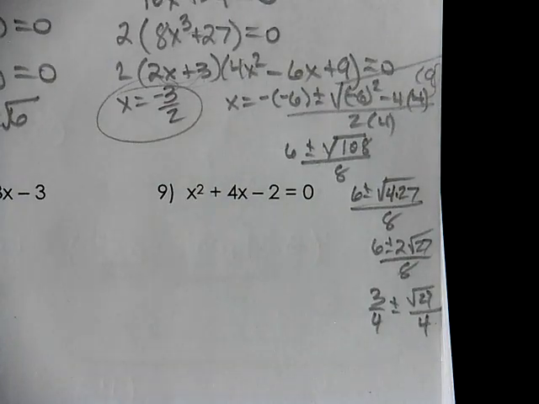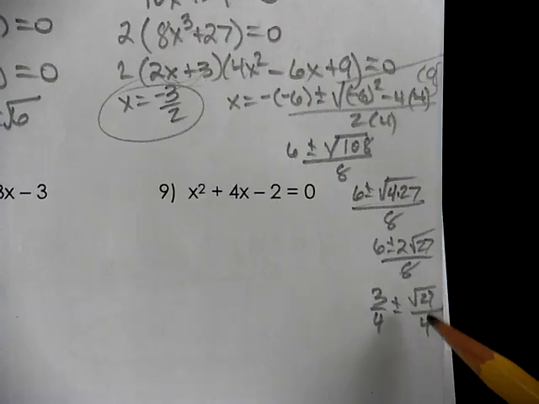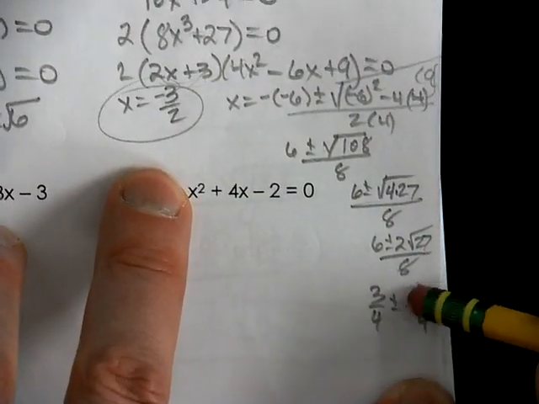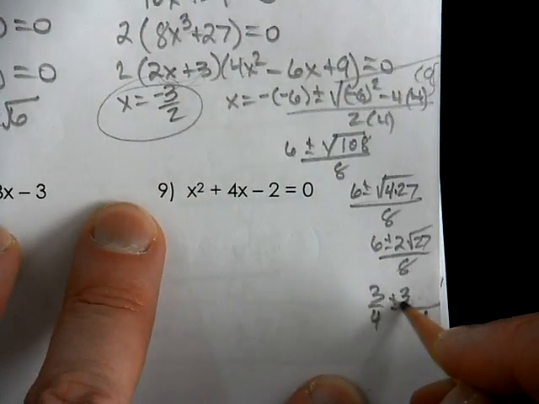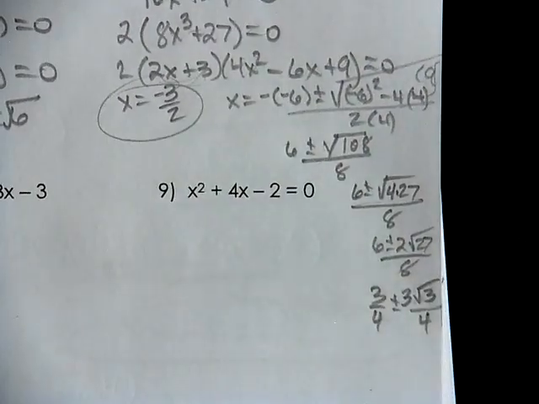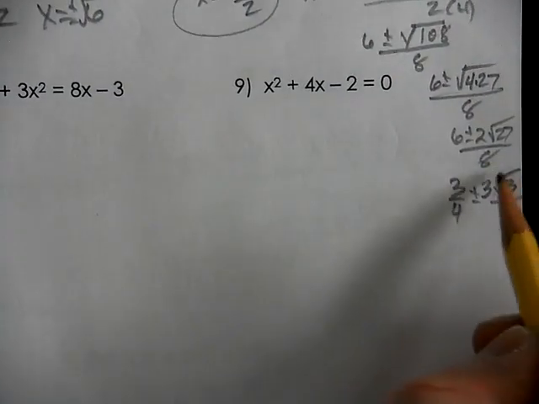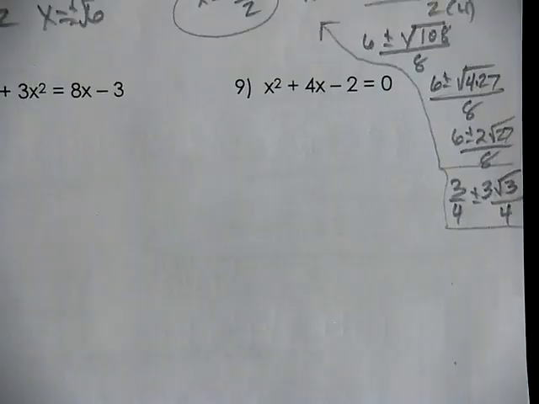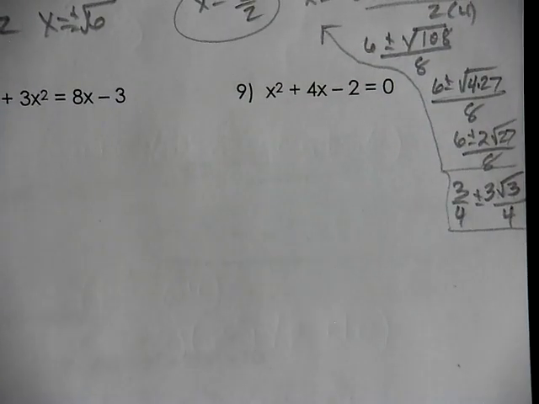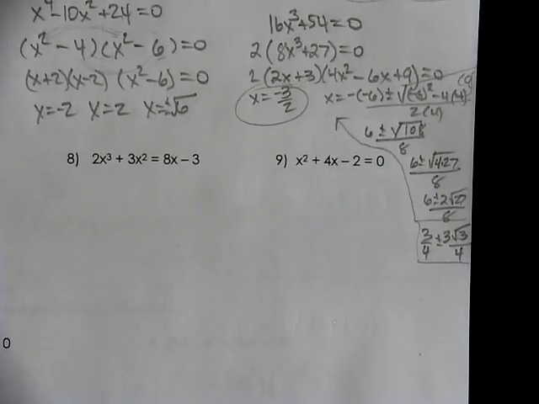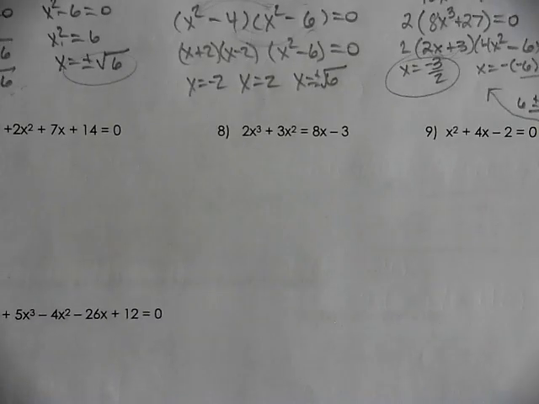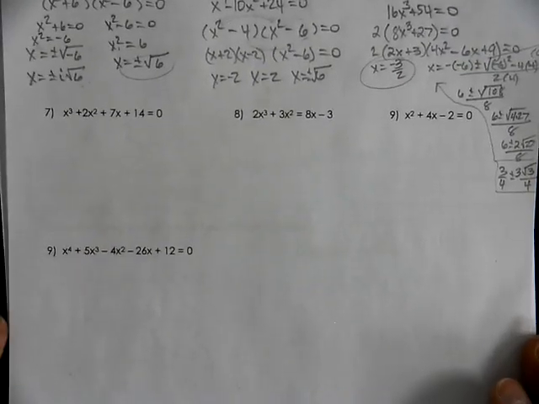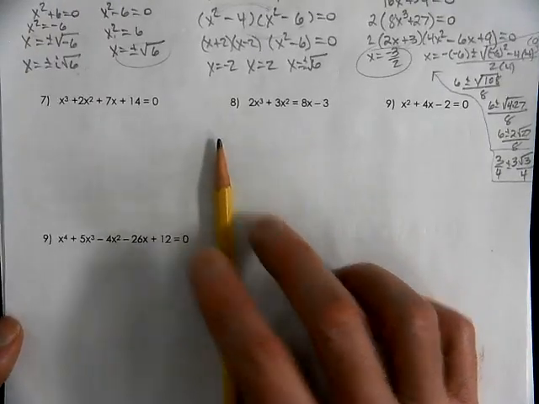Oh, and 27 can be broken down, can it? That would be 9 times 3, which would be 3 root 3. That doesn't help me reduce anything except the radical. So that would be your answer for up here. There's a little breakdown. Okay. Go ahead, pause the video, work your way through 7, 8, and 9.